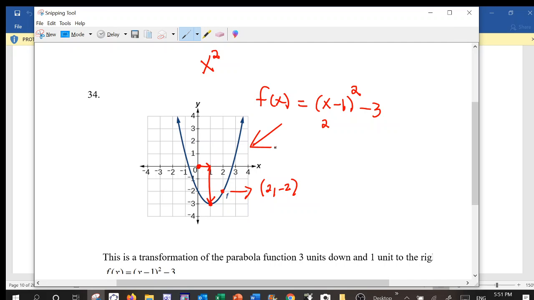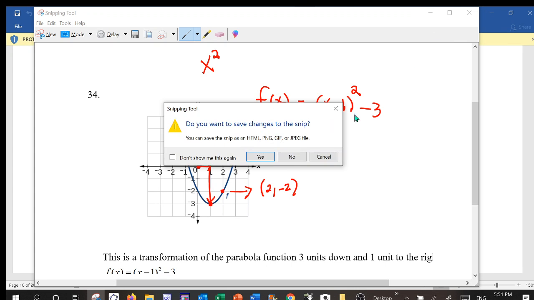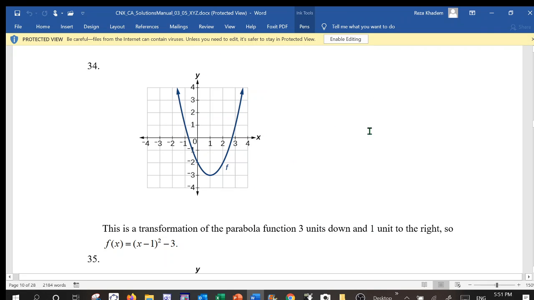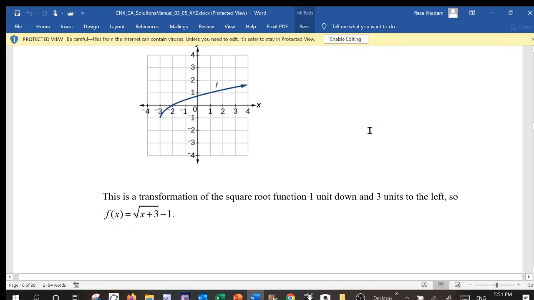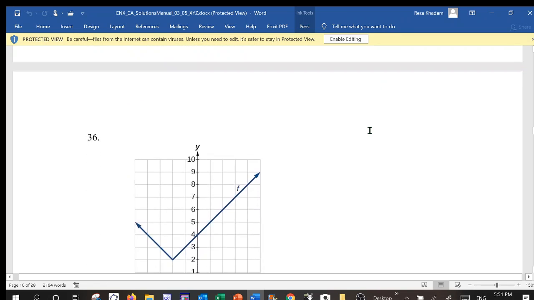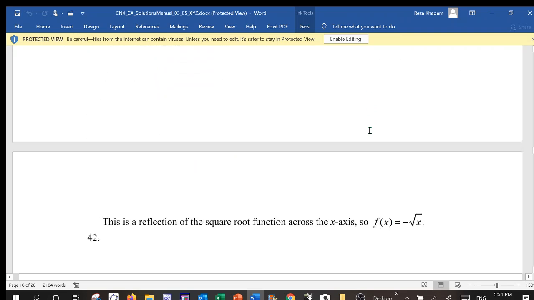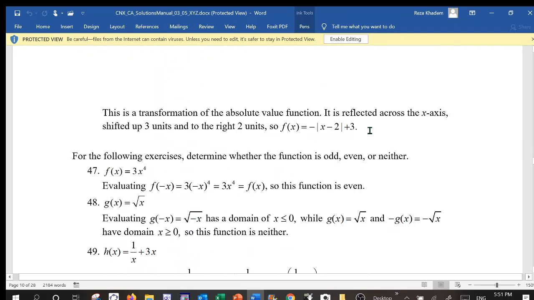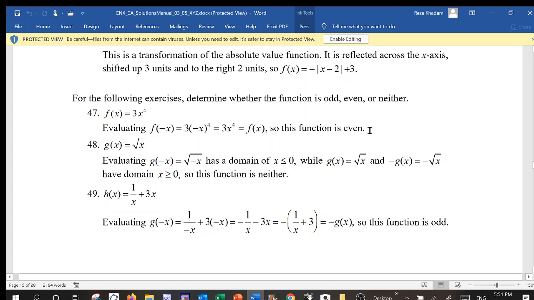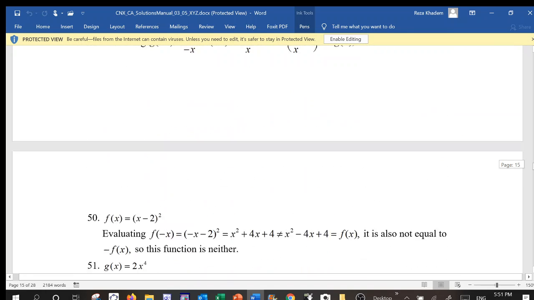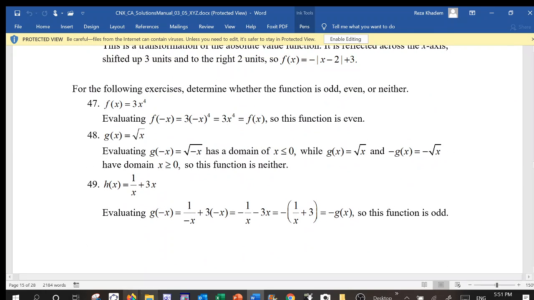All right, so let's do a few more. Let's do a variety of these. Which one should I do? Let's see. 47. Here we go. For the following, it says determine whether the function is odd, even, or neither. Now, we're going to talk about even and odd functions quickly, and then we do these three together.